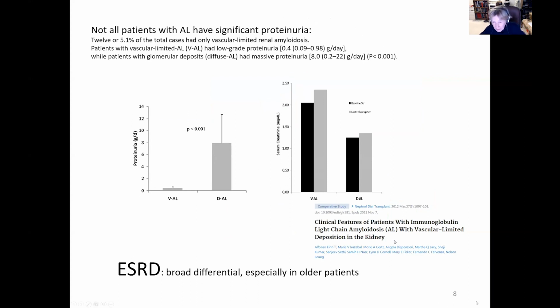Moreover, as the Mayo Clinic group published several years ago in a paper, not all patients with AL have significant proteinuria. A small fraction, about 5% in their study, had vascular limited light chain amyloid, and as expected, they had very minimal proteinuria, but they had, in contrast, a much higher level of serum creatinine associated with more advanced renal failure. So this group of patients fell into the category of renal failure, and renal failure is a little bit like cardiac failure. The differential is very broad, and amyloidosis does not come to mind at the top of it.